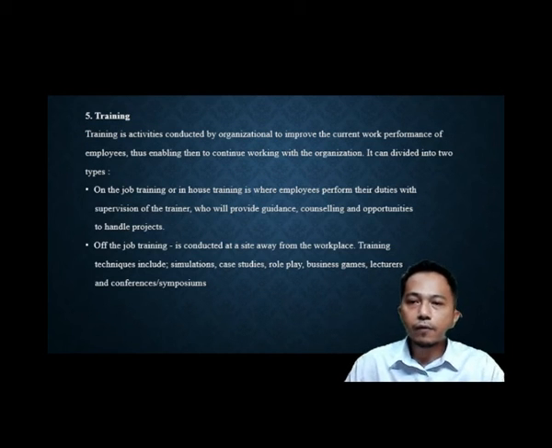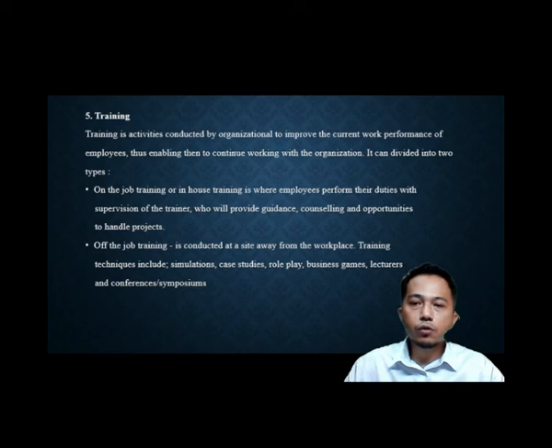Okay, the fifth staffing process is training. Training is activities conducted by organizations to improve the current work performance of employees, thus enabling them to continue working with the organization. It can be divided into two types: on-the-job training and off-the-job training.